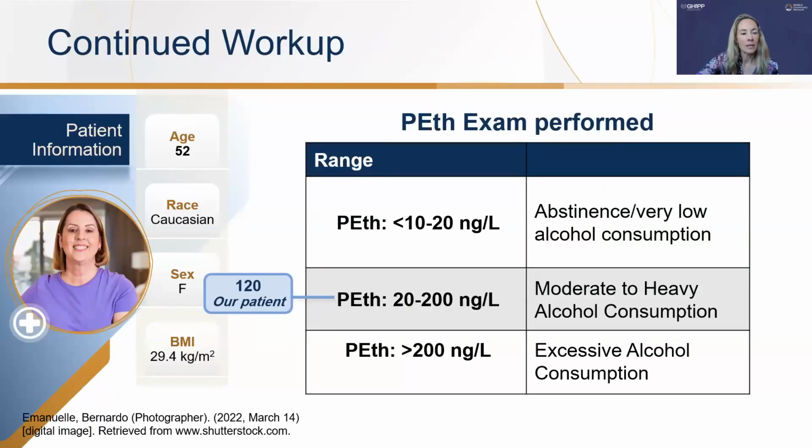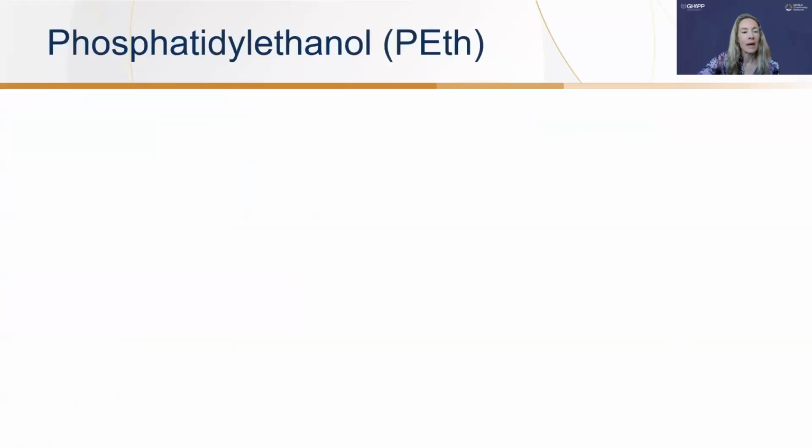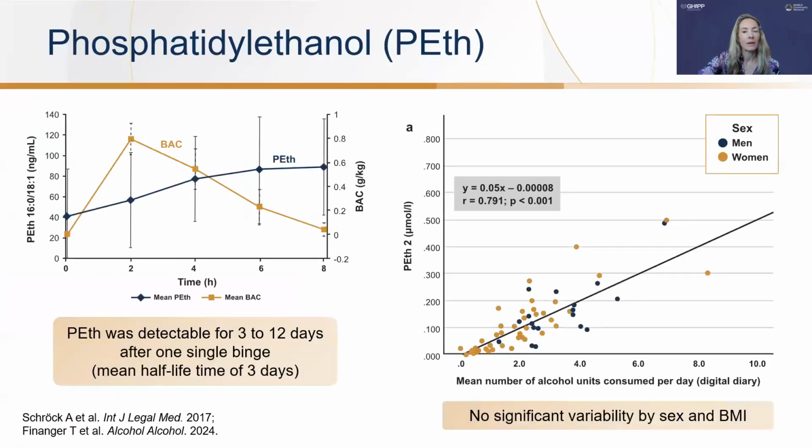So we got a PEth on our patient, and it came back at 120, which correlates to moderate to heavy alcohol consumption. Now, the PEth test is kind of analogous to a hemoglobin A1C for diabetes. So it really gives you an idea of alcohol use over the preceding 2 to 4 weeks.